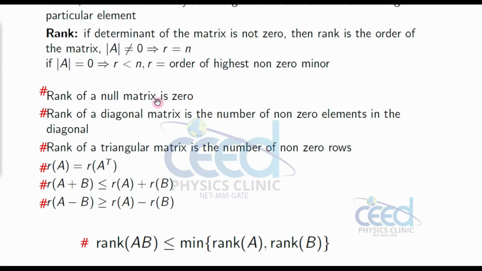Now I can discuss some properties of rank. Rank of a null matrix: a null matrix means all elements are 0, so the rank of a null matrix is 0. Rank of a diagonal matrix is the number of non-zero elements in the diagonal.